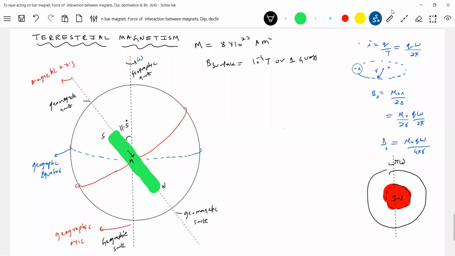For the past 7.6 into 10 to the power of 17 years, it has rotated, 171 reversal cycles.